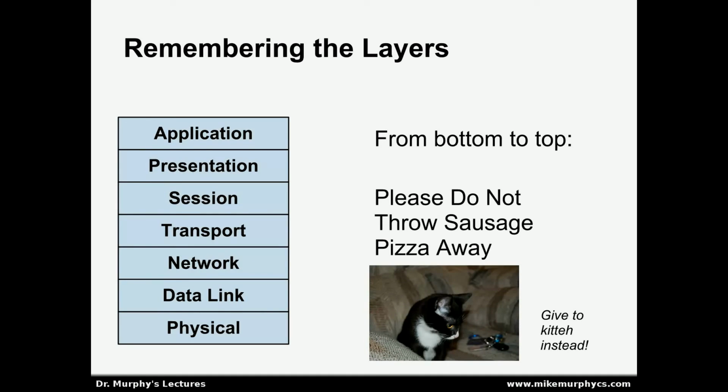So one way to remember these layers is to memorize the mnemonic, "Please do not throw sausage pizza away," where the P in please corresponds to the physical layer, the D in do corresponds to the data link layer, not corresponds to the network layer, throw corresponds to the transport layer, sausage corresponds to the session layer, pizza corresponds to the presentation layer, and away corresponds to the application layer. So this is a way of remembering these layers in order from layer 1, the bottom layer, through layer 7, the top layer.